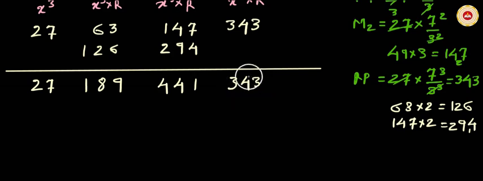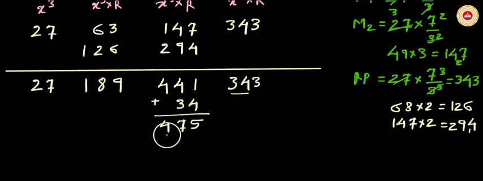Now, do we have extra digits in the right part? Yes, there are 2 extra digits. We are going to retain this 3 and pass these 2 extra digits, that is the number 34, to its immediate left, that is 441 plus 34, 475. Now here also we have 2 extra digits, 47. So pass this 47 to its immediate left.